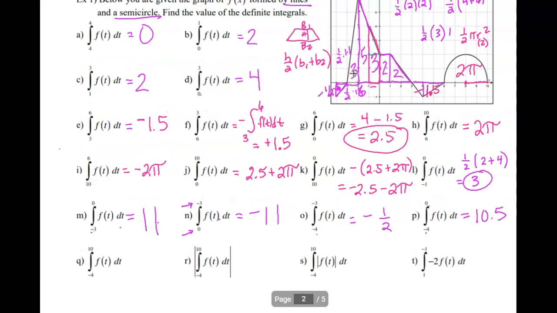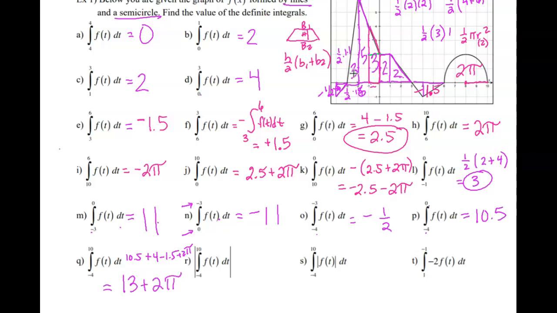All right, part Q, we want to go from -4 all the way to +10. So I know from -4 to 0, we have 10.5. I'm just going to make a little note. And then we're going to add 4, take off 1.5, and then add 2 pi. And you could do this, you don't have to show any work. So we would end up with, what, 2.5 plus 10.5 is 13 plus 2 pi.